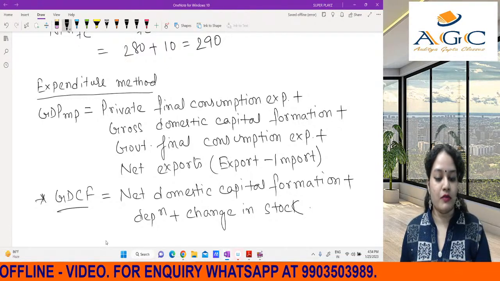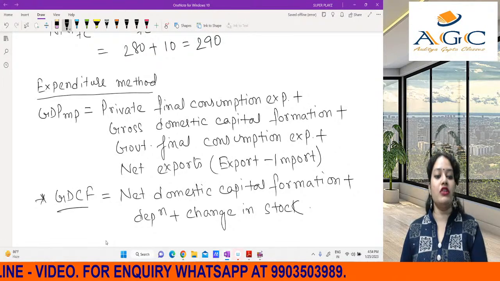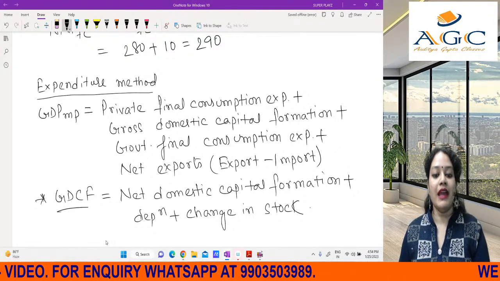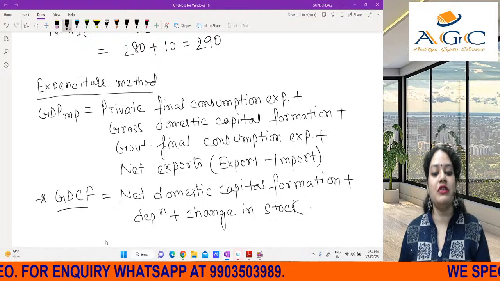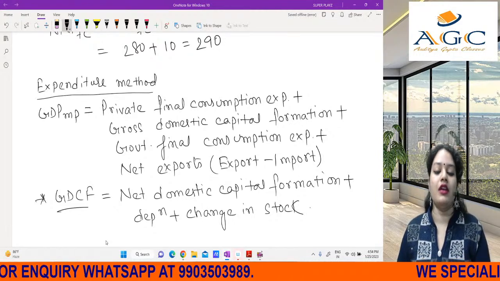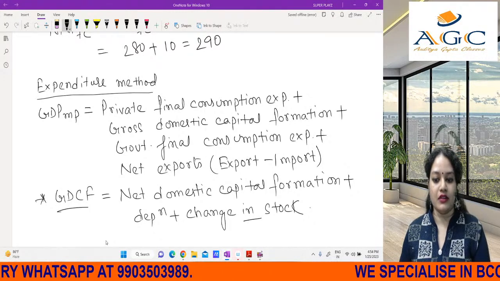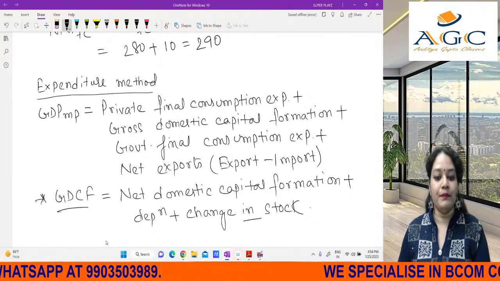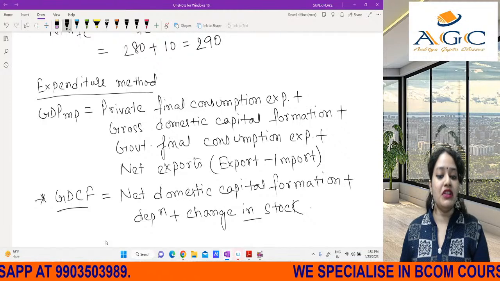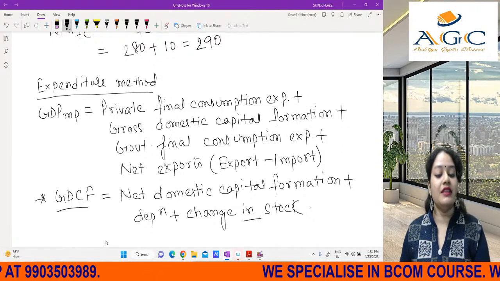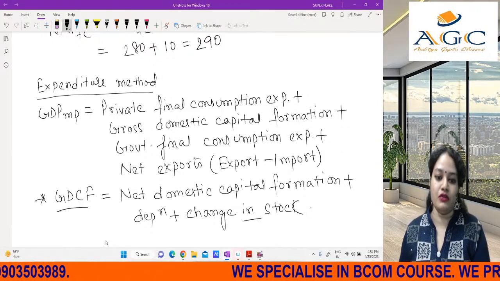This is gross domestic capital formation. So you will be getting your gross domestic capital formation by adding net domestic capital formation plus depreciation plus change in stock. Now in the table, maximum time the change in stock is not given, so you will take that to be 0. And if your depreciation is not given, that also you will take to be 0.